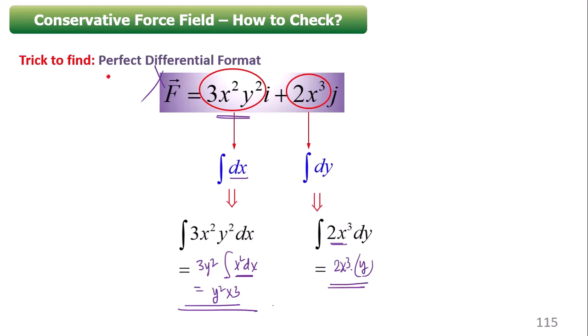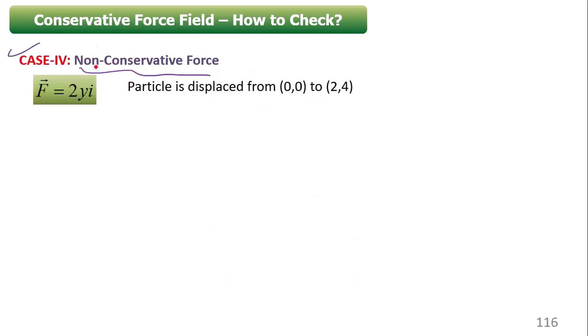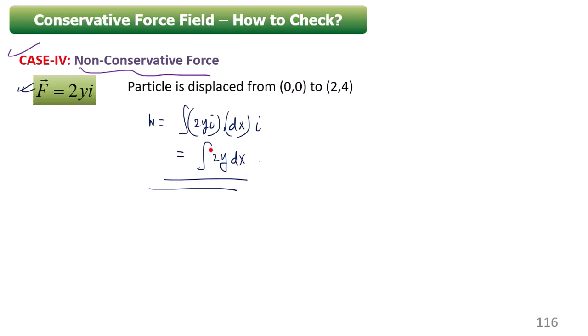So in order to check the perfect differential format, you have to integrate. Okay, let us do it. If the force is given as the vector 2y i, and now if I want to integrate it, the work done should be equal to the integration of 2y i dot dx i. So ultimately the integration will be of 2y dx. Now that integration can only be done when I move y as a function of x.